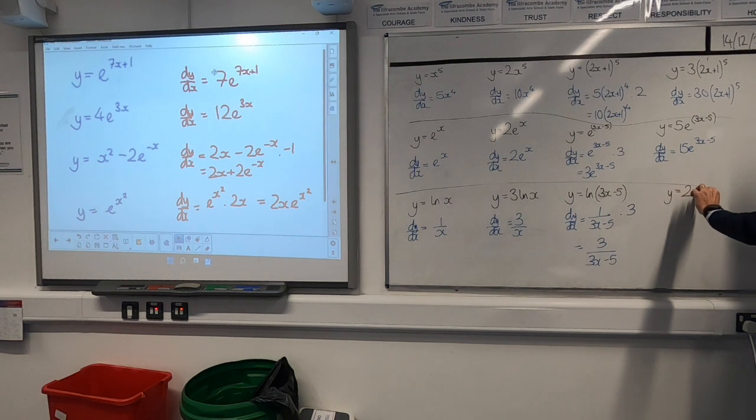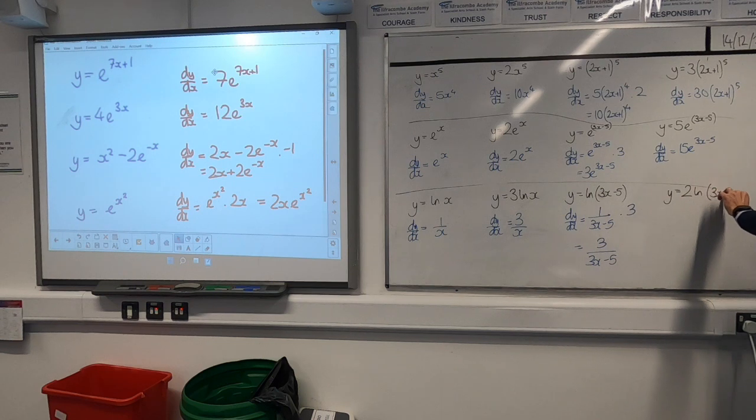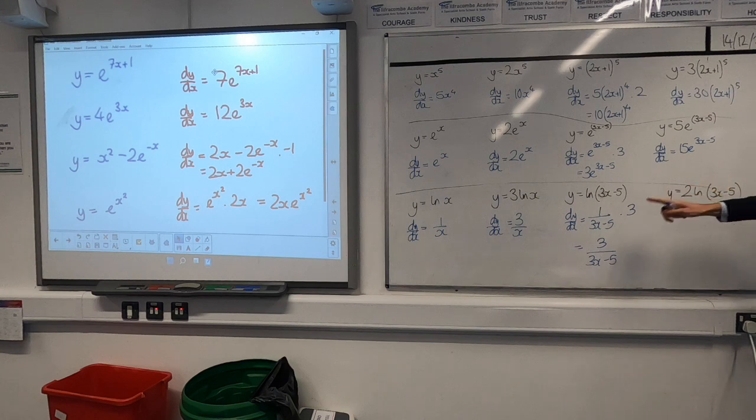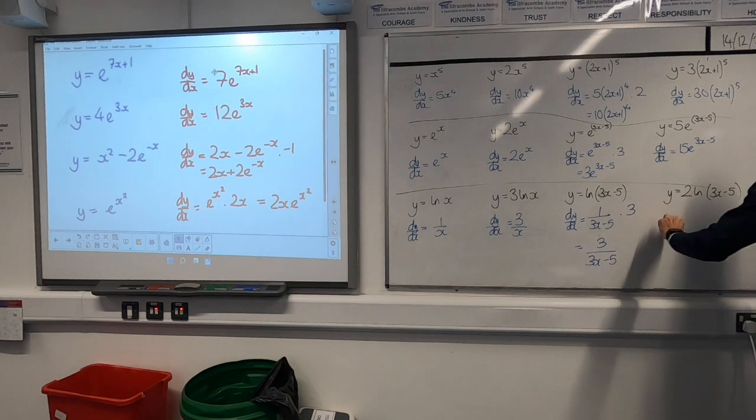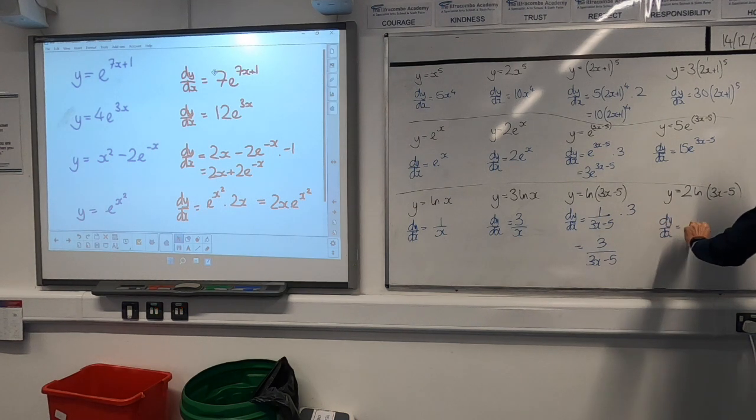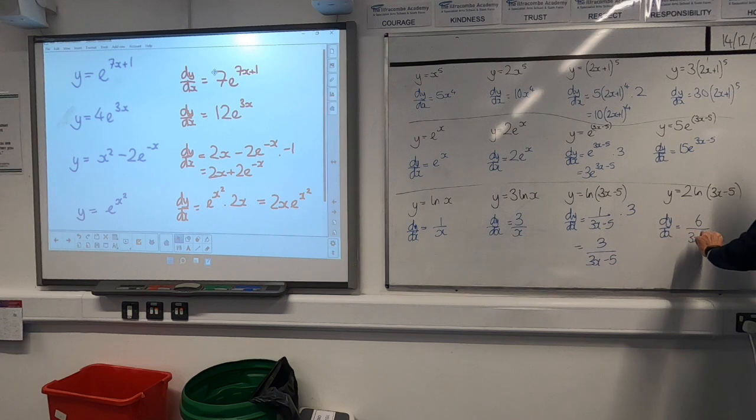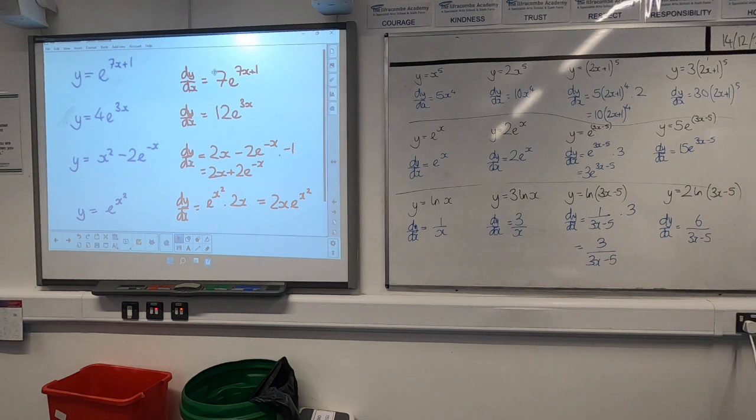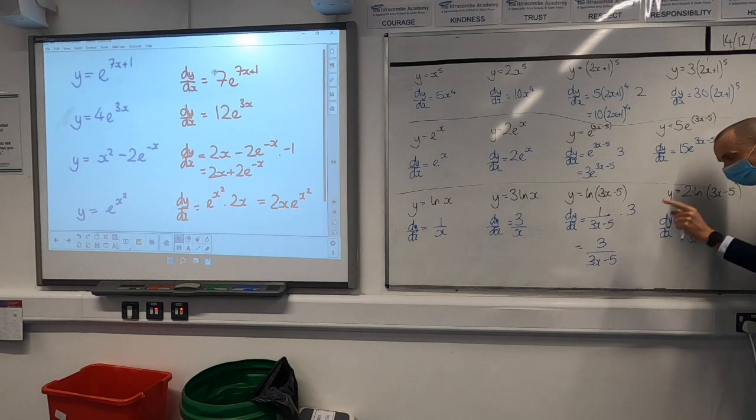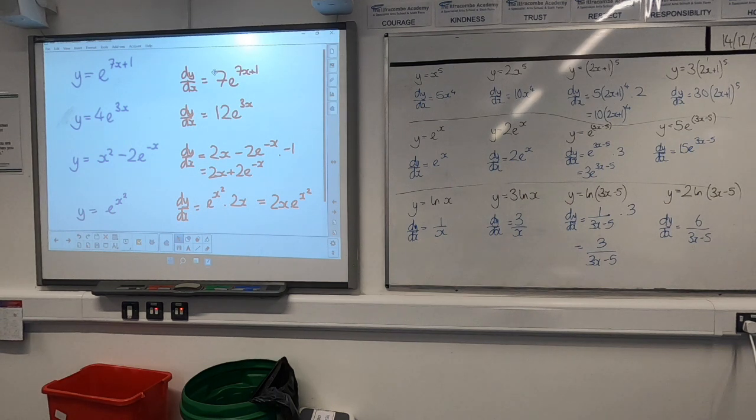And if I've got a coefficient out the front, well, it's just going to be this answer multiplied by 2. So instead of 3 over 3x minus 5, it will be 6 over 3x minus 5. Remember, when you multiply a fraction by 2, that's like 2 over 1. So it's only the numerator that gets multiplied, the denominator stays the same.